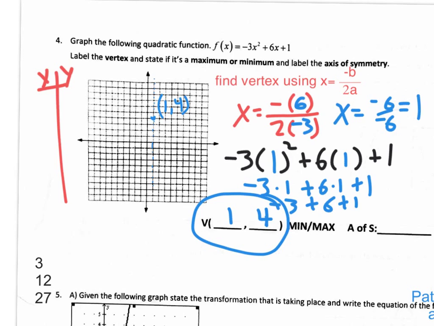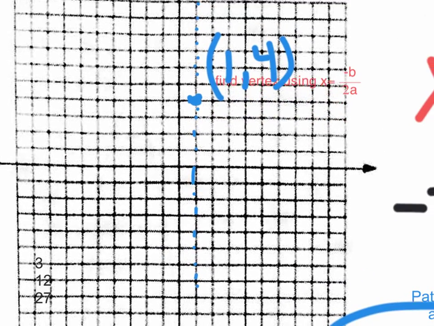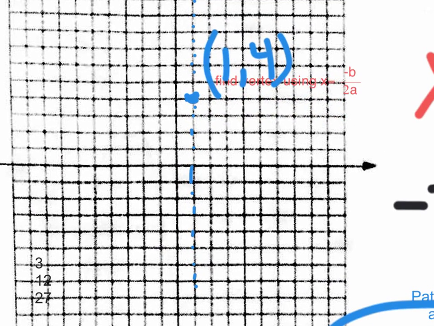What would be an easy number to plug in right here? Even easier. 0 would work great because 0 cancels everything out except for the 1. So you could plug in 0, work it out, get out a 1. So if you'd like, you could actually graph the coordinate 0, 1. And if you do graph the coordinate 0, 1, it will be right here, and you could map it to the other side of the axis of symmetry, and you already have the beginning of your parabola.